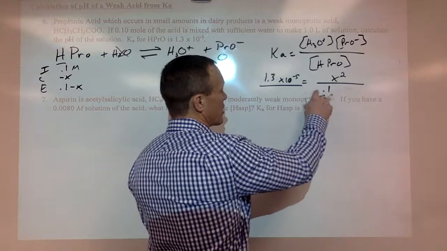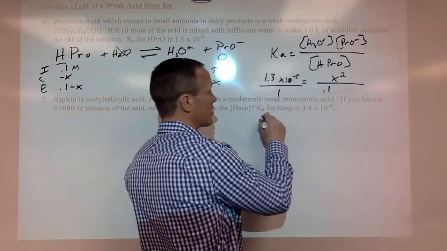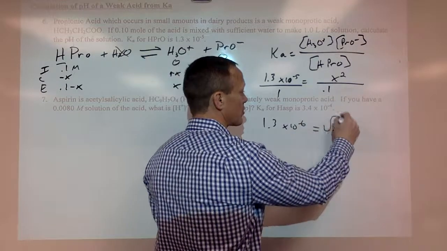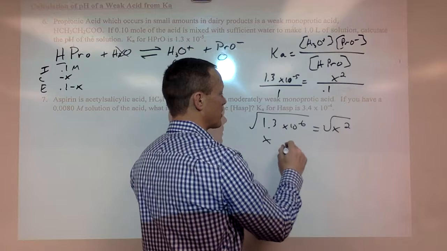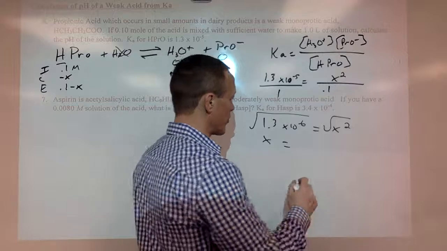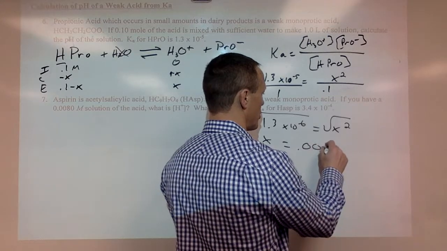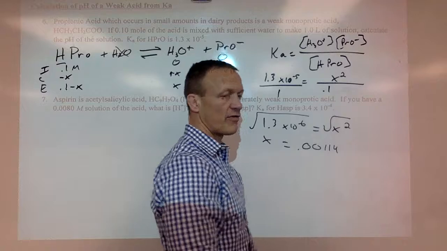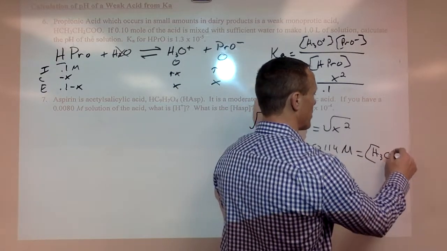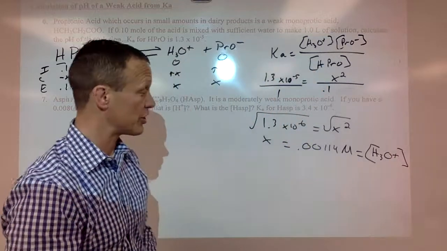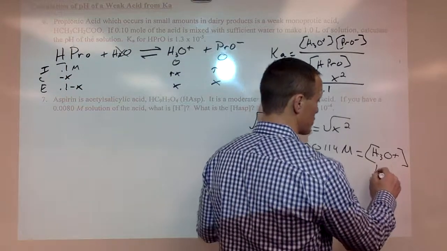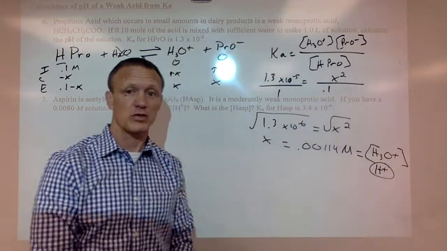So as we're solving this, I'm going to cross multiply. I'm going to take 0.1 times that, which makes this 1.3 times 10 to the negative 6 equals X squared. Take the square root of that, and our X value is 1.14 times 10 to the negative third, or 0.00114 molar, which would be our concentration of hydronium ions, or our concentration of H+. It's also the concentration of this. But we're mostly concerned about the fact that this is the concentration of H+ ions, because we want to know the pH.